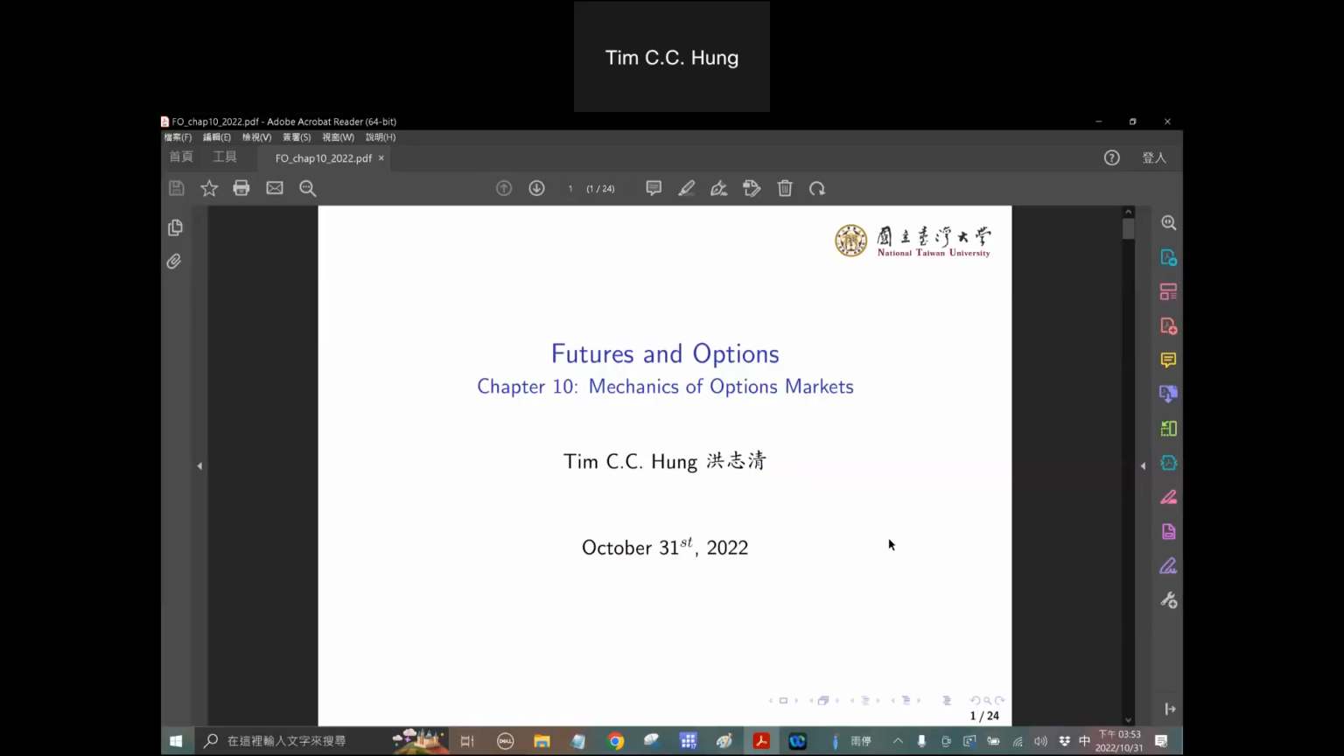Okay, so we have been learning a lot about futures, forwards, swaps. These are what I call the zero-sum instruments. But now let's move on to a new class of assets, a new class of derivatives: options.